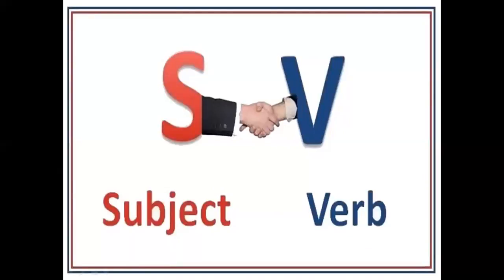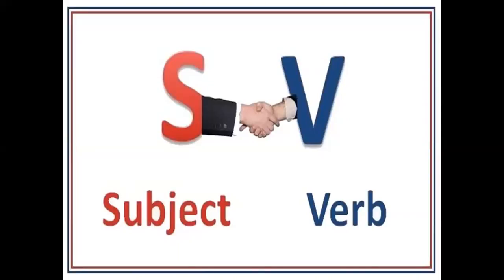So first thing, what is a subject? Friends, the person, place, animal or thing we speak about in a sentence is called a subject. Don't always expect that the subject should be at the beginning of the sentence. It can be in the middle of the sentence or at the end of the sentence. So first of all, you have to make some friendship with the subject, and then you know what is a verb.